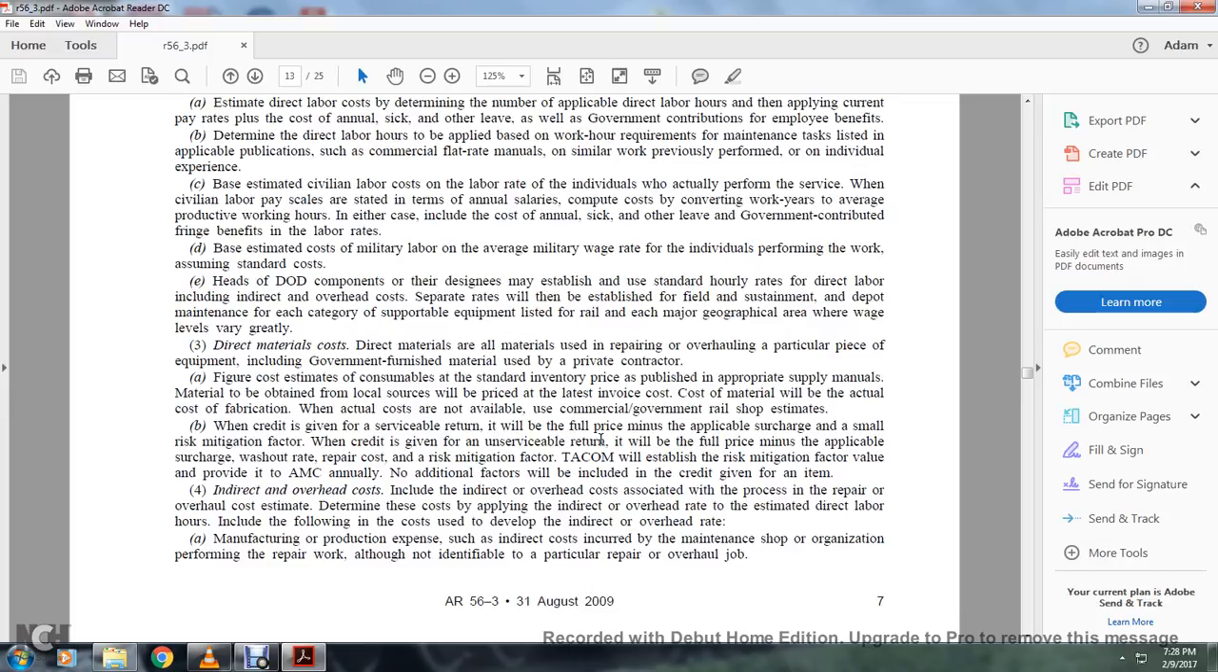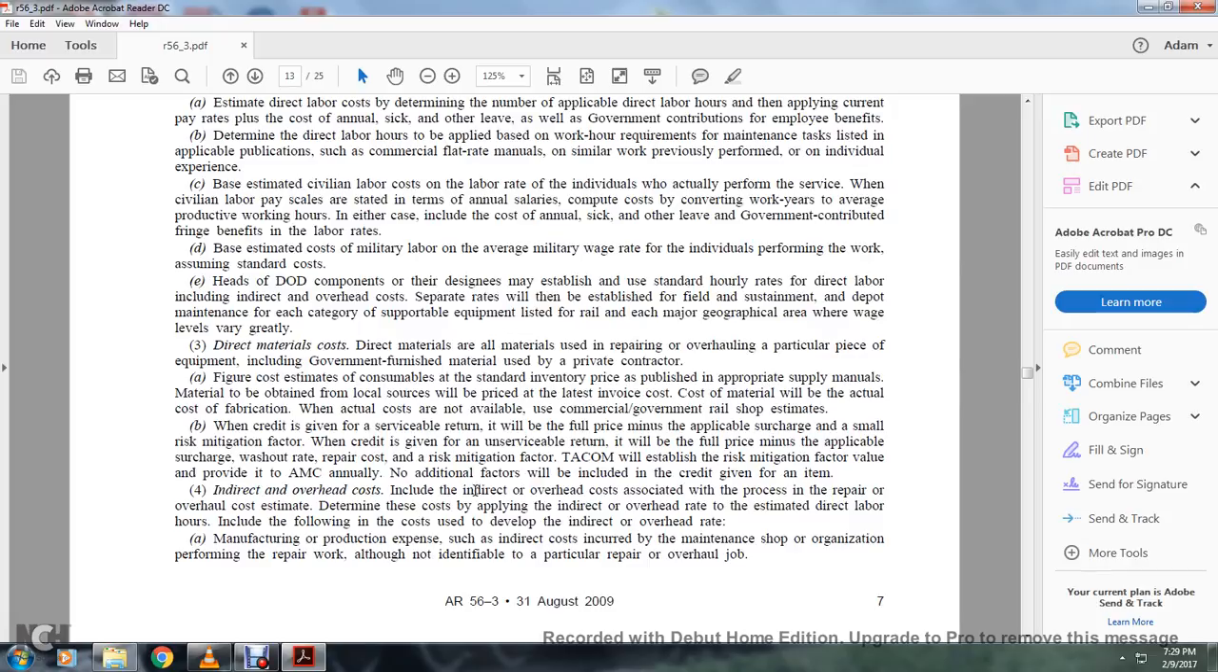When the credit is given with the unserviceable return, it will be the full price of the minimum applicable surcharge, washout repair cost, risk mitigation factor. The Transportation Agency Command will establish a risk mitigation factor value provided by the Army Military Management Command. No additional factors will be included with the credit given in the item.